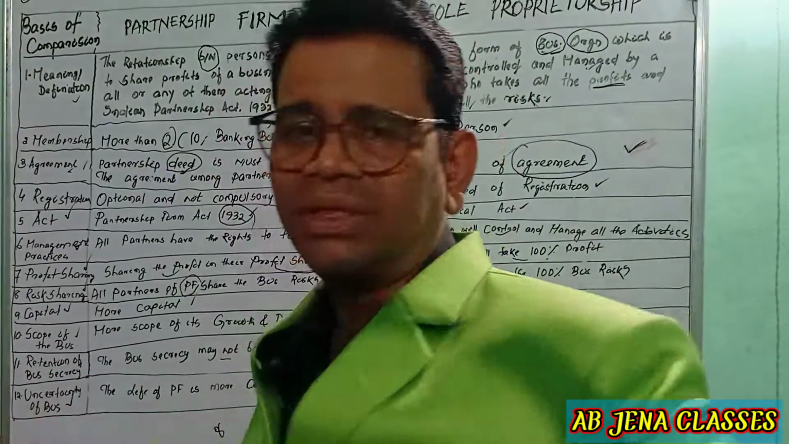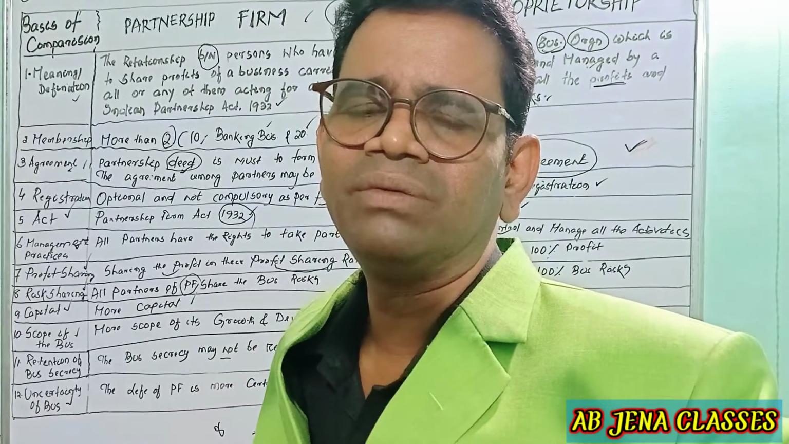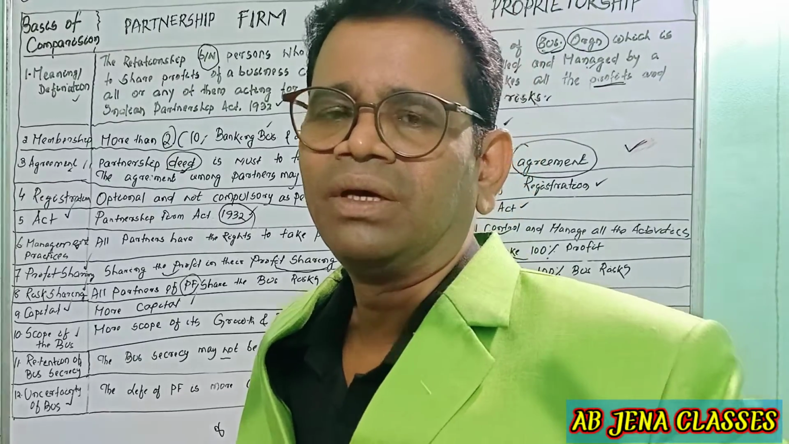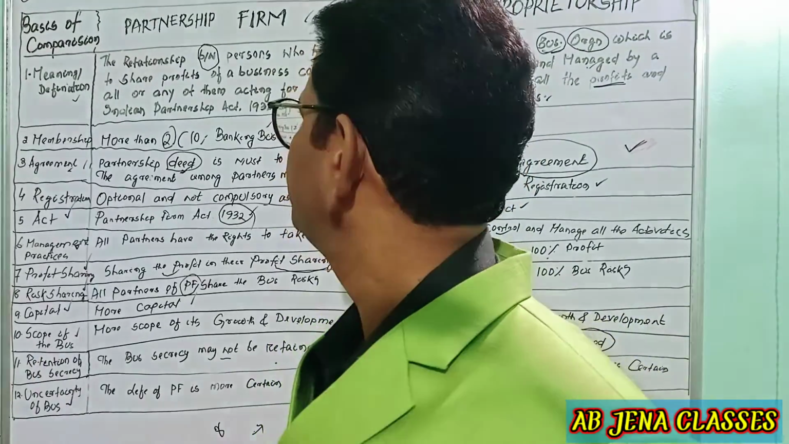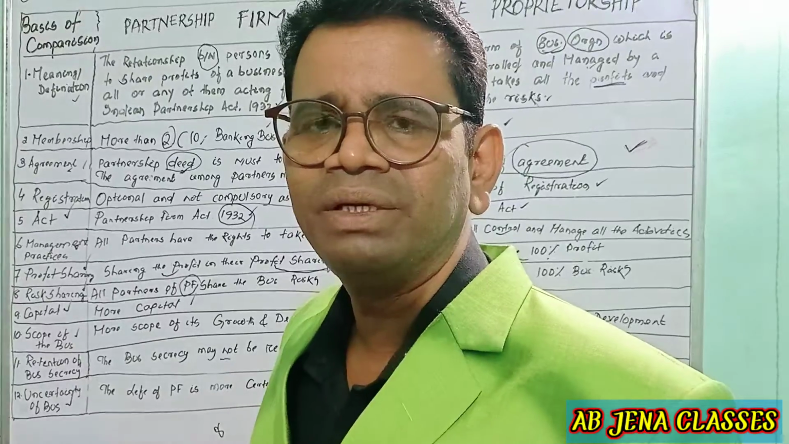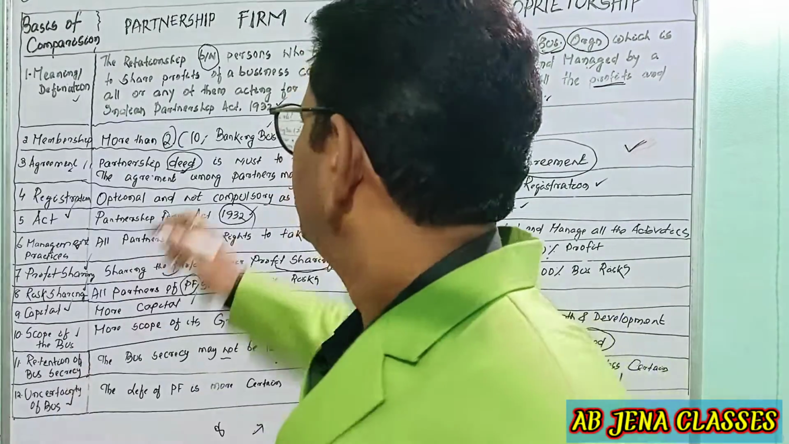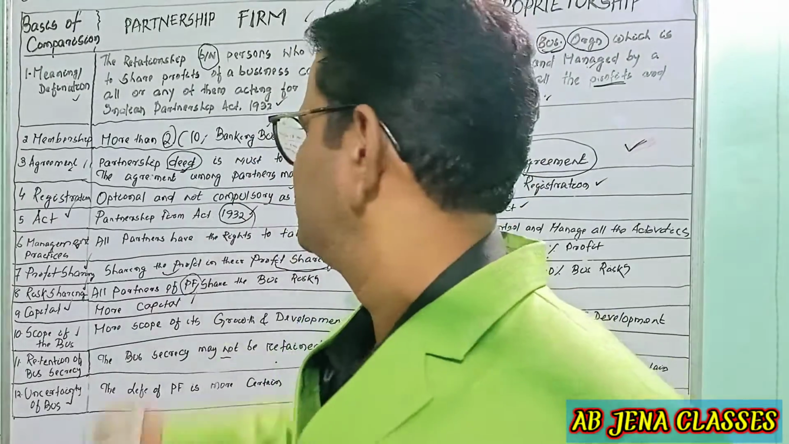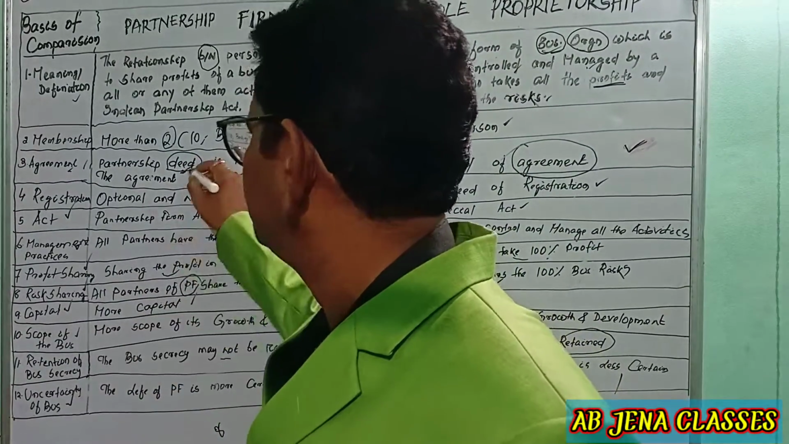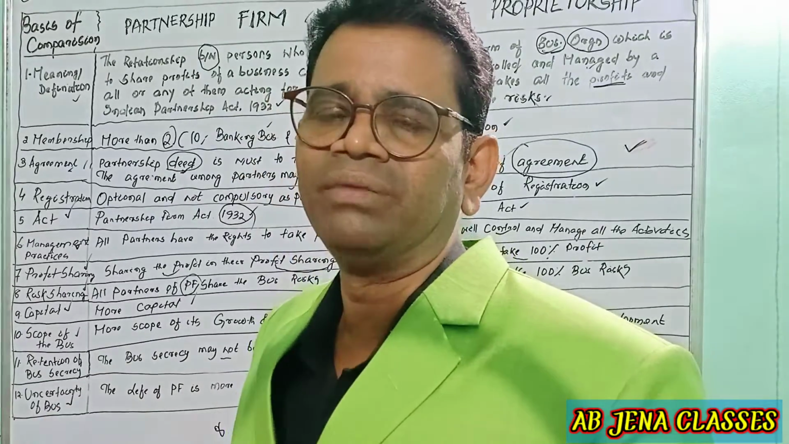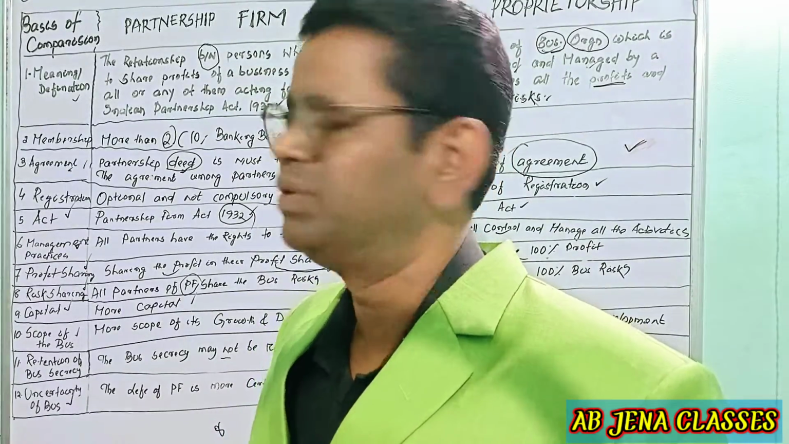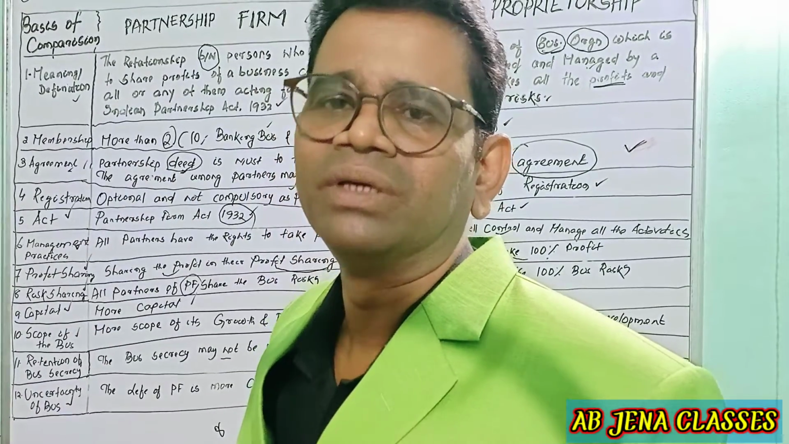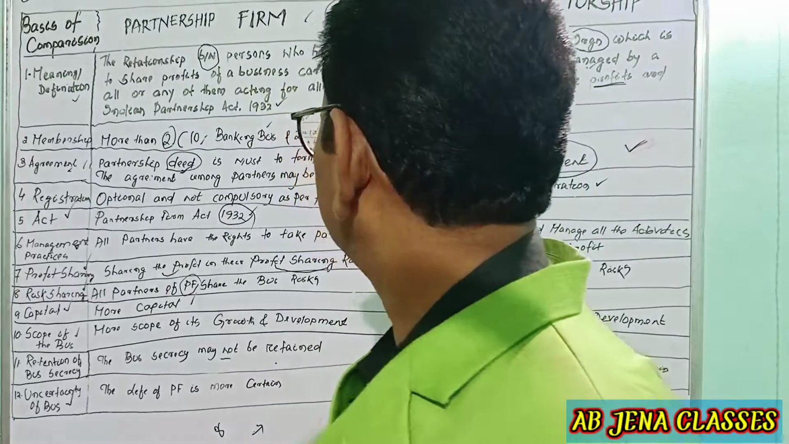Next one is agreement. Agreement is very important. Suppose tomorrow there is some problem among the partners, then as per the agreement the problem will be sorted out. In partnership firm, the partnership deed is a must. What is the meaning of partnership deed? Deed means the agreement. If any dispute arises in future, as per the partnership deed or partnership agreement, the dispute will be solved.